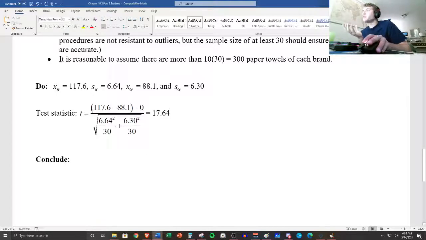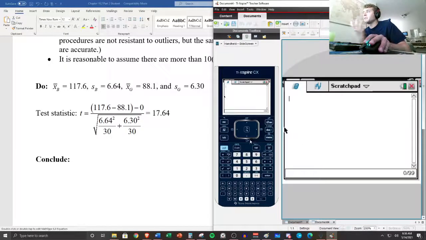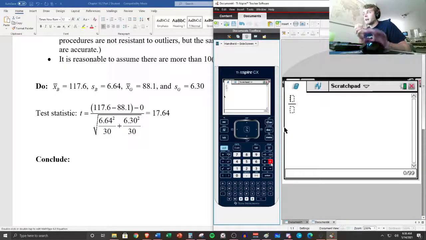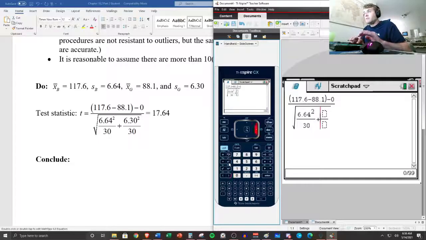If you want to try that, type that in. Let's just make sure we know how to type that in. If I hit this, I can type this. I'm going to make a fraction, control divide, make a fraction. I'll put in parentheses 117.6 take away 88.1 minus 0. On the bottom, I'm going to start with a square root. Then I'm going to make two fractions essentially for this. 0.64, we'll square that, 30. 0.3, square that, 30. So that's the quick way of doing it.